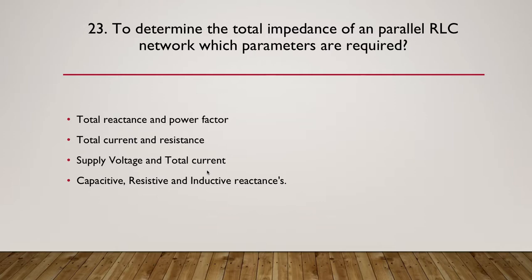Question 23 now. Determine the total impedance of a parallel RLC network. Which parameters are required? So we have a list of parameters here: the total reactance and the power factor, the total current and resistance, the supply voltage and the total current, or the capacitive, the resistance, and the inductive reactances. So let's pause here while you think about it.